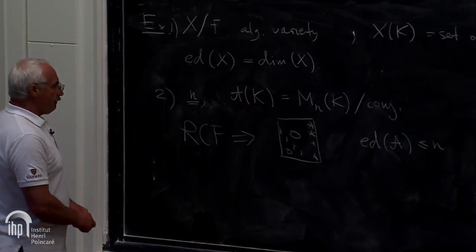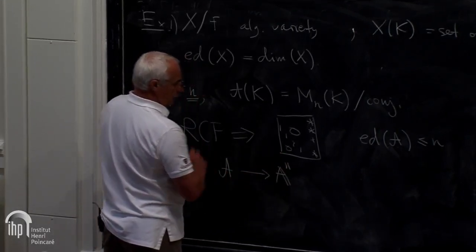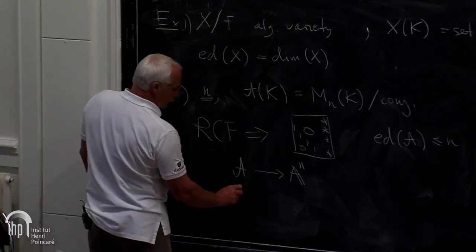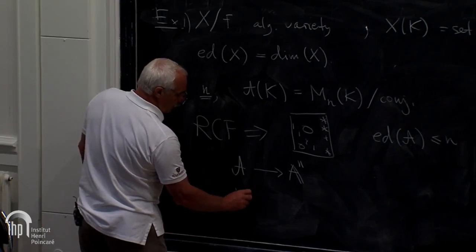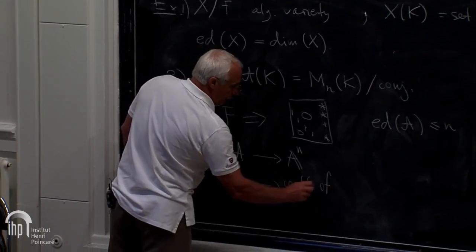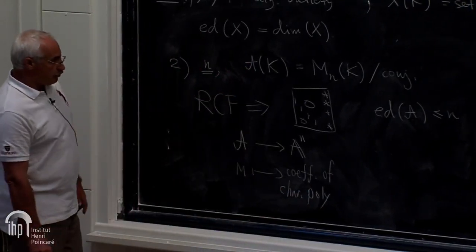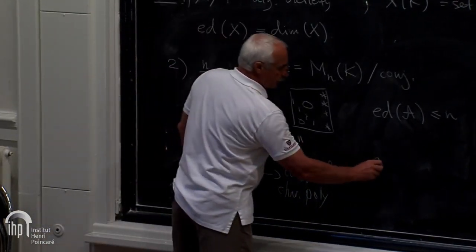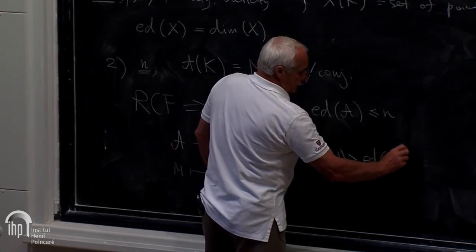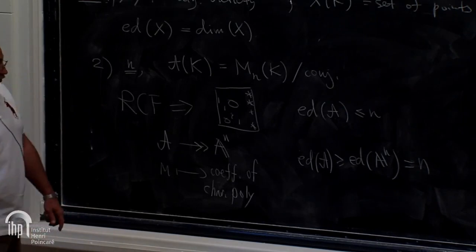On the other hand, we have a map from A to the affine space of dimension n over the ground field, which takes a matrix to the coefficients of the characteristic polynomial. And clearly this map is surjective. So the essential dimension of A is at least the essential dimension of the affine space, which is just the dimension of the affine space, equal to n. So we got the value n for the essential dimension.